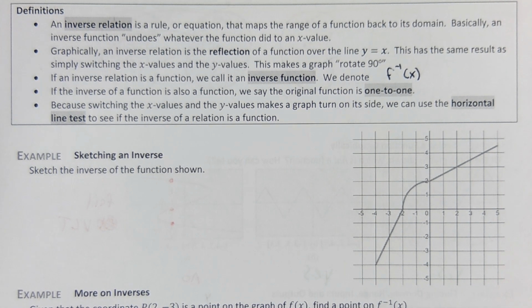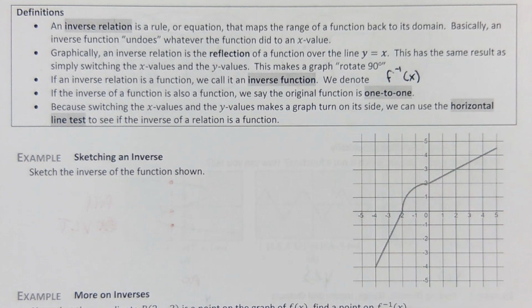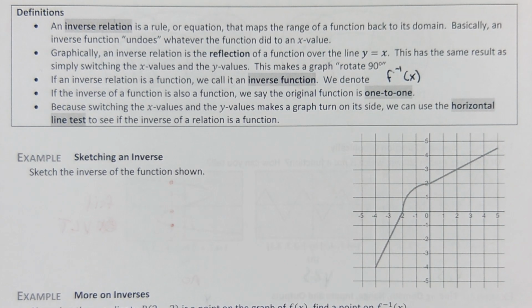In mathematics, it's kind of a special deal if a function has an inverse that's also a function. When that happens, we say that our original function is one-to-one. Literally, for every x there is one y, and for every y there is one x. One-to-one.